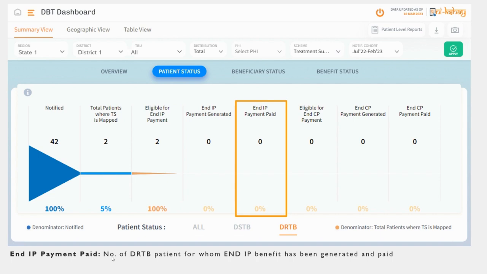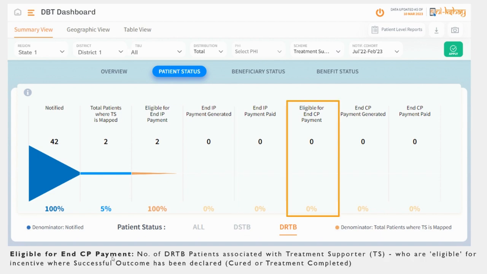The next indicator provides the count of DRTB patients associated with treatment supporter who are eligible for end of CP benefit. This is the incentive for cases where successful outcome has been declared, that is, cured or treatment completed. There are no such cases in this cohort. Therefore, benefits manually generated is 0 and paid is also 0.